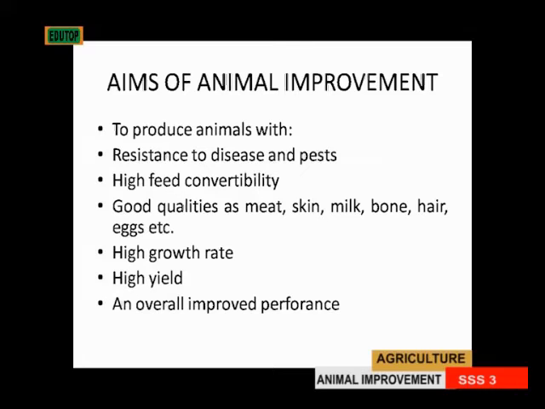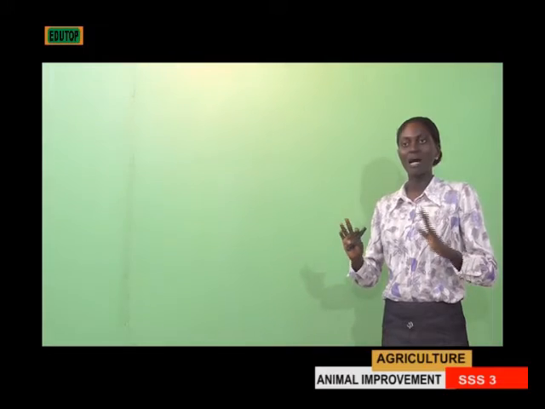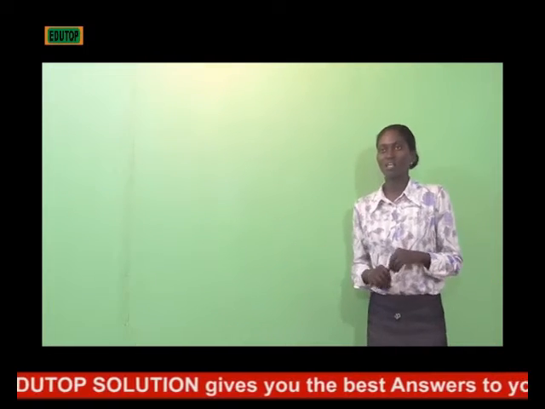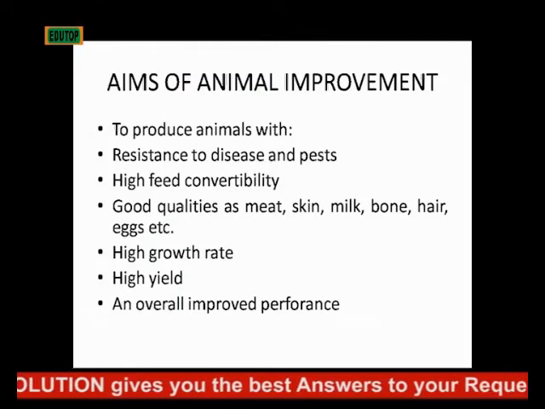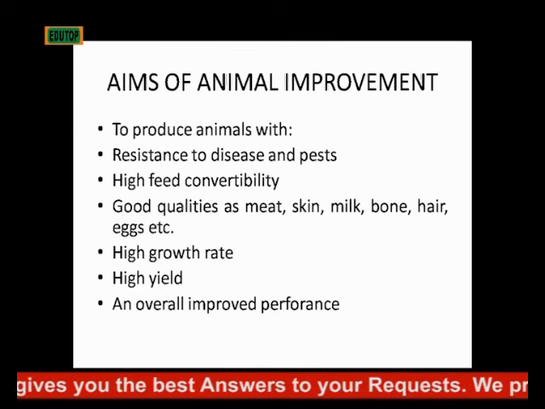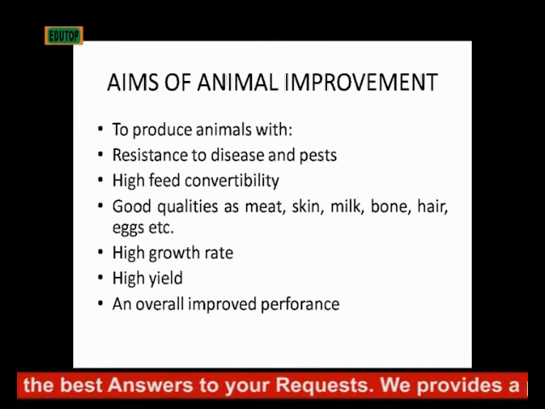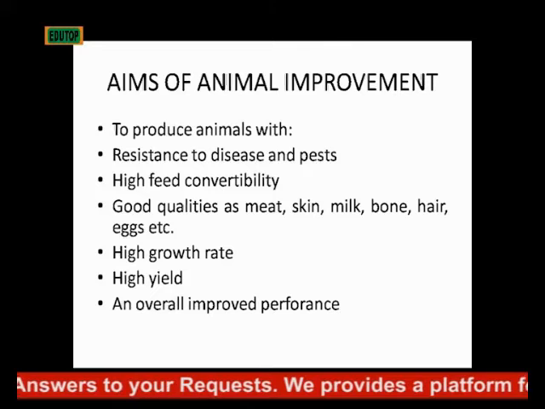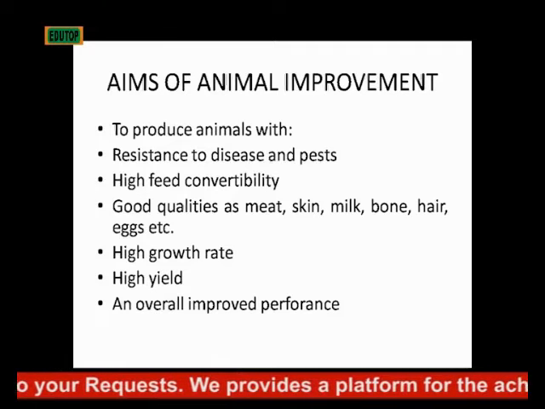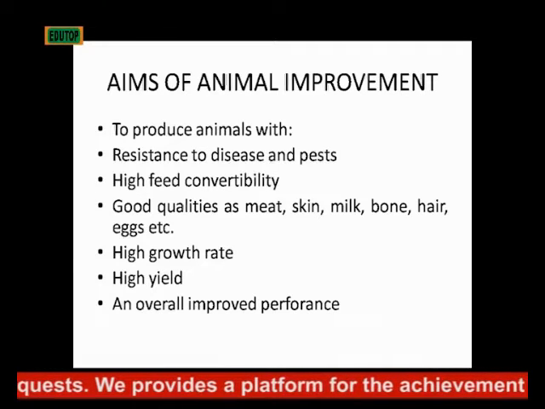Then the next aim is that they have good qualities. The animals have good qualities such as meat, then their skin, milk that you get from them, their bone, their hair, the heads. The animals are with such good qualities. Then such animals have high growth rate, then high yield. They reproduce fast. Then generally they have an overall improved performance.